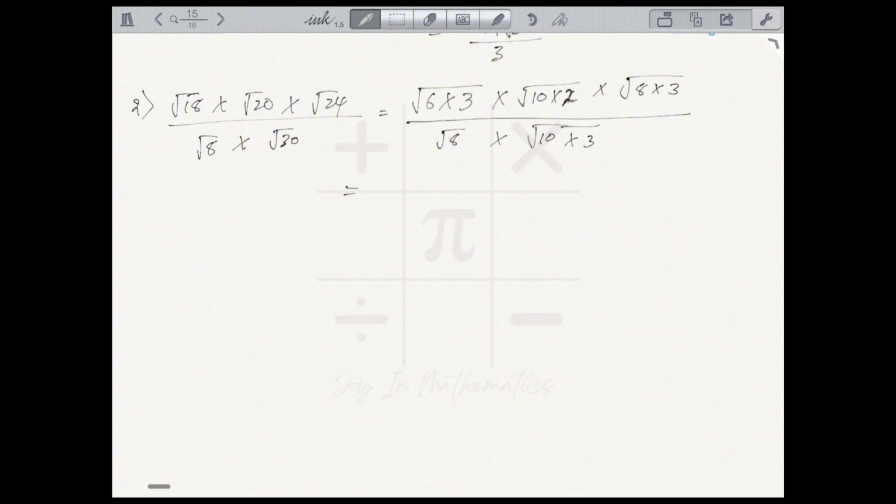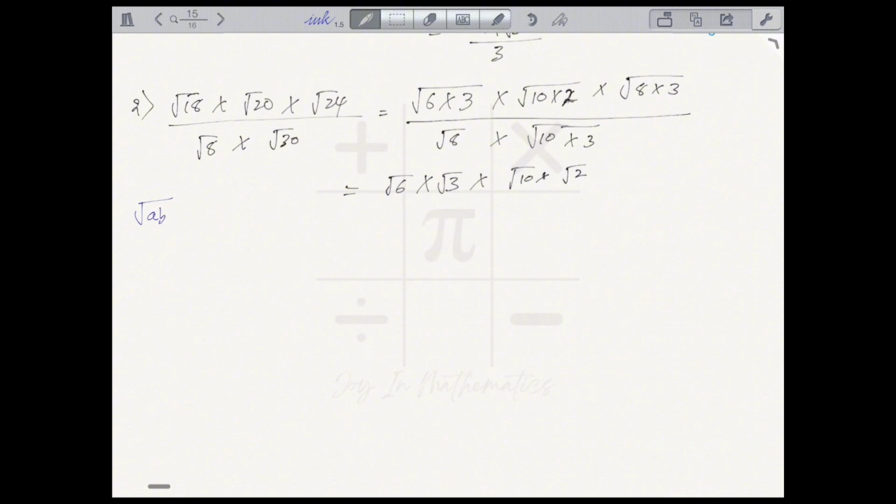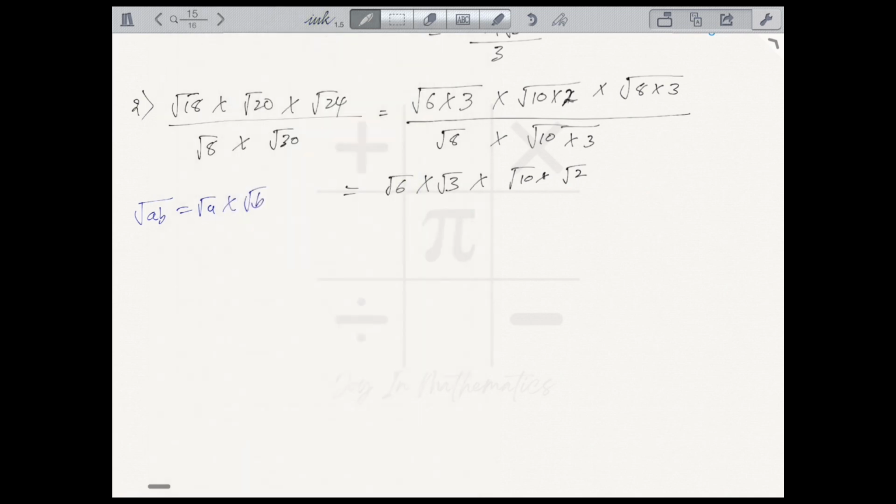Now we can go ahead and make it multiples of roots. So this will be root 6 multiplied by root 3. That means we're applying the law of multiplication of surds, and the law states that root AB is equal to root A multiplied by root B. So after we've done that, we'll see which can nullify and which cannot, and then we'll simplify the rest.